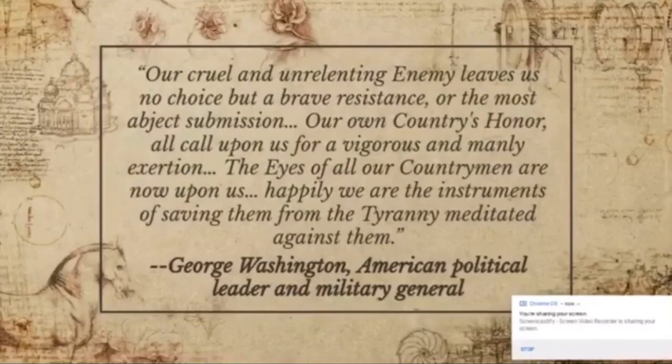Next quote. "Our cruel and unrelenting enemy leaves us no choice but a brave resistance or the most abject submission. Our own country's honor all call upon us for a vigorous and manly exertion. The eyes of all our countrymen are now upon us. Happily, we are the instruments of saving them from the tyranny meditated against them." George Washington, American political leader and military general.